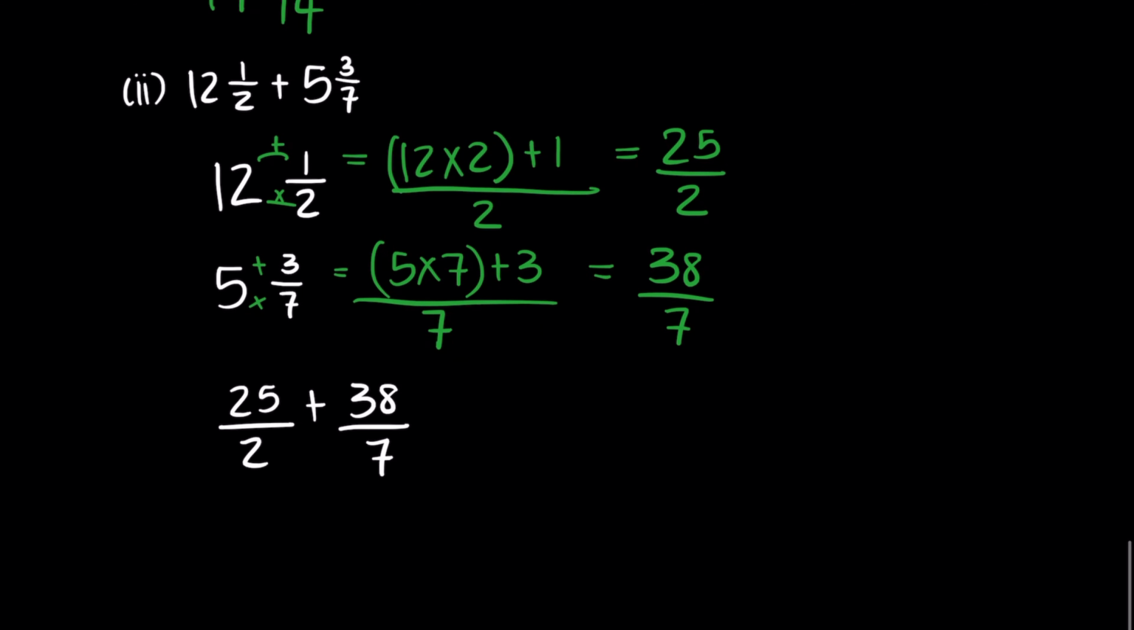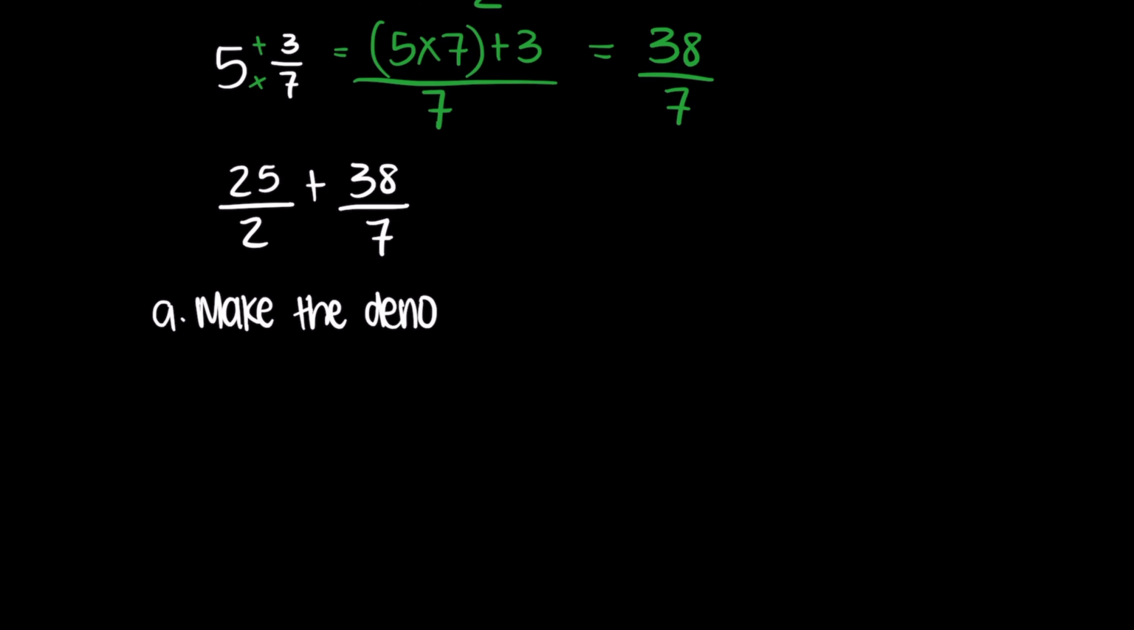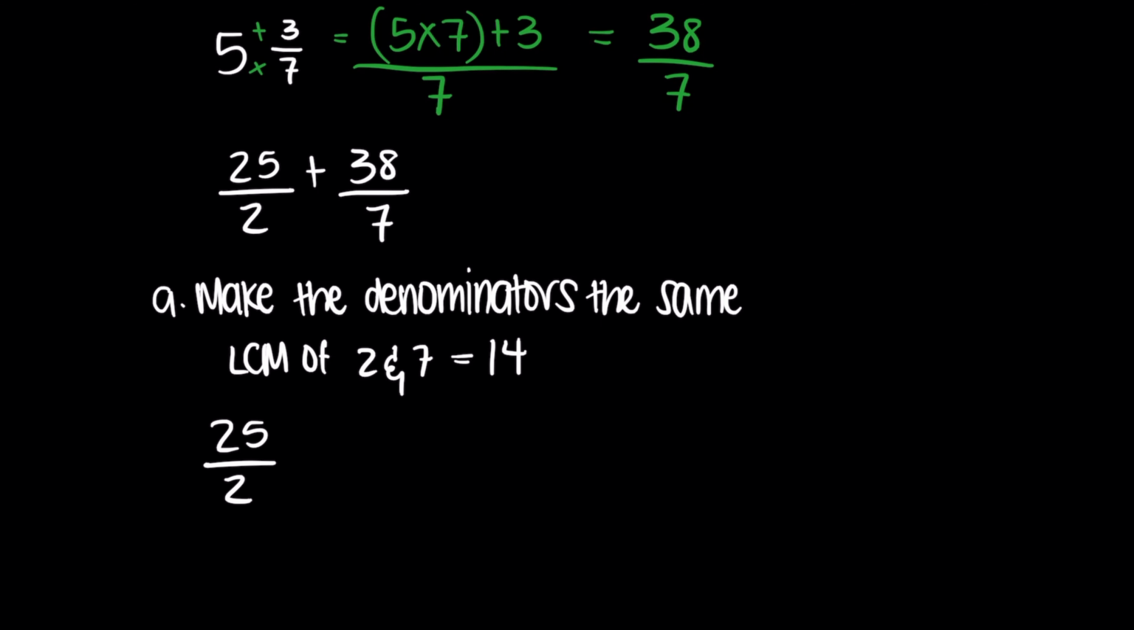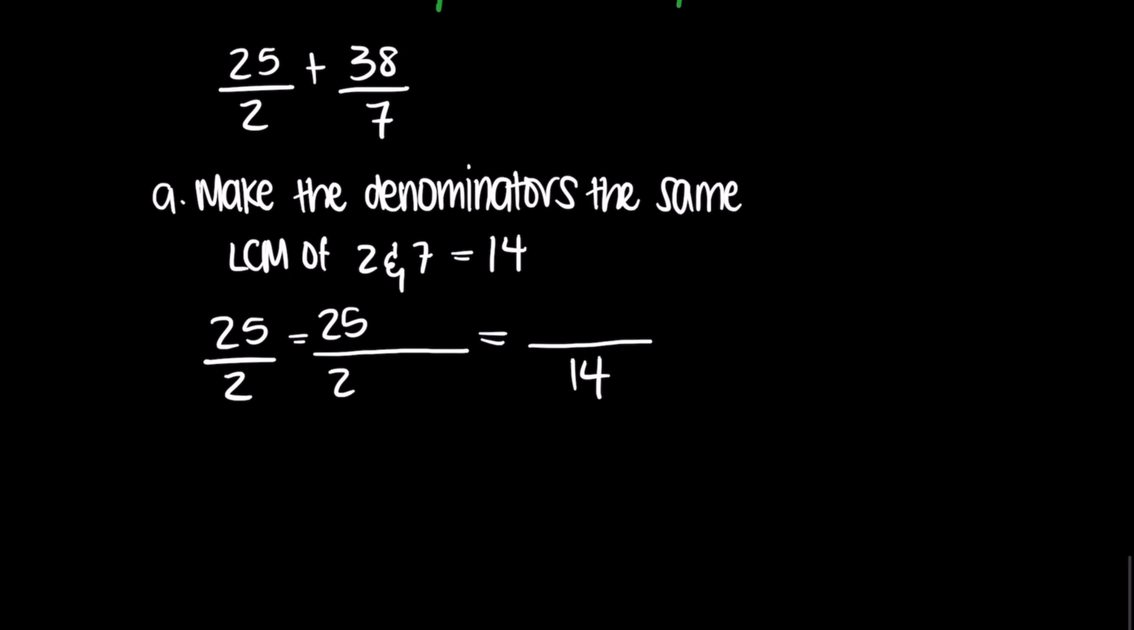Following the rules of fractions, you have to make sure that the denominators are the same when adding. And right now we have the denominators 2 and 7. So we need to find a common denominator between them. This is where, again, the LCM comes into play. This is 14. And so we need to convert the fraction 25 over 2 to an equivalent fraction with the denominator of 14. To convert the denominator 2 to 14, we multiply it by 7.